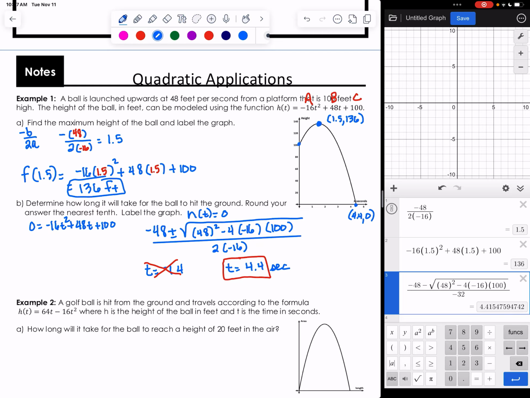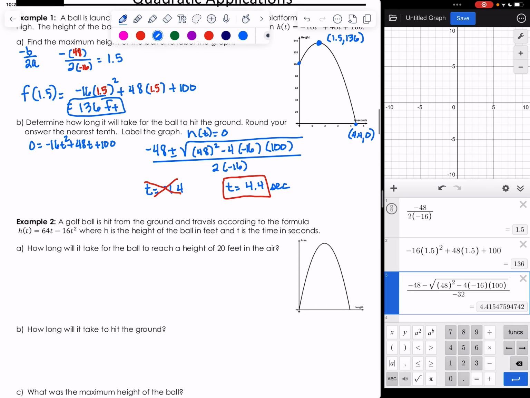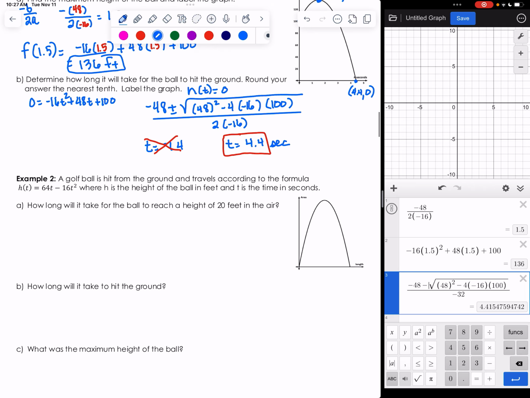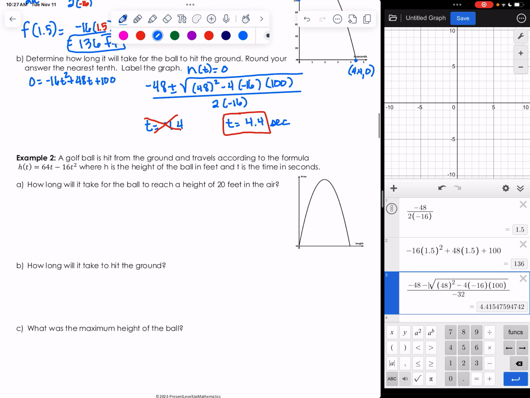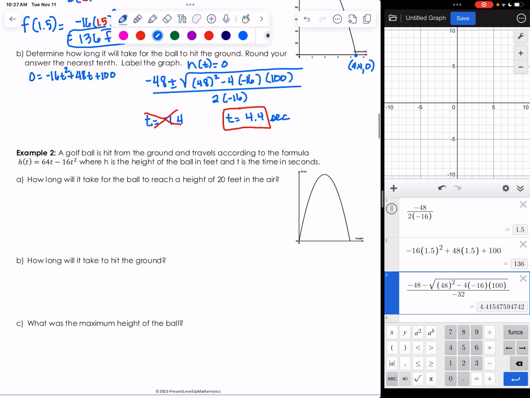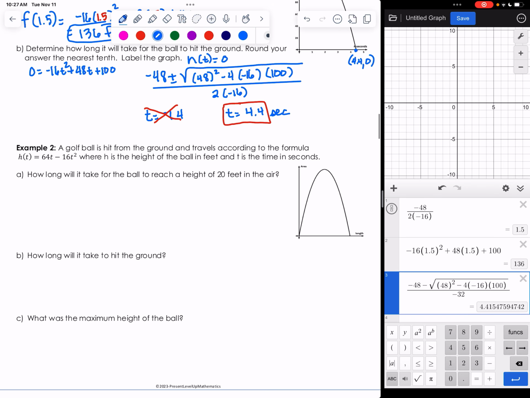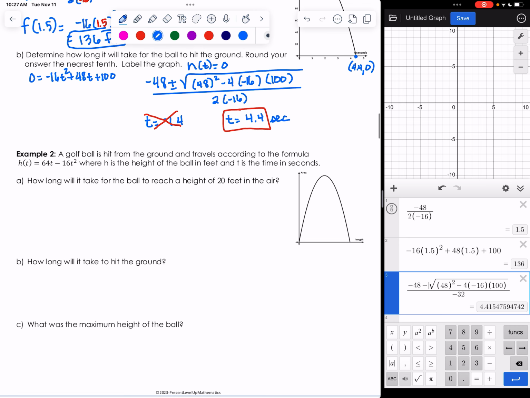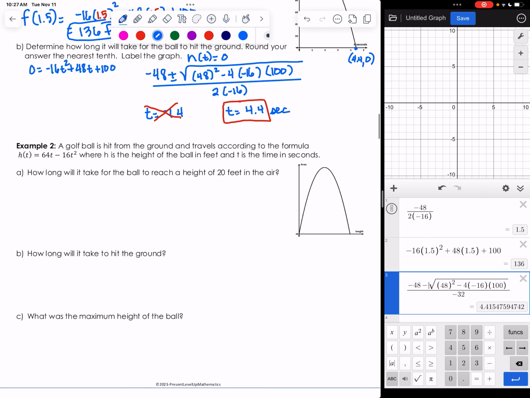Okay. Let's look at example 2. A golf ball is hit from the ground and travels according to the formula h of t equals 64t minus 16t squared, where h is the height of the ball in feet and t is the time in seconds.